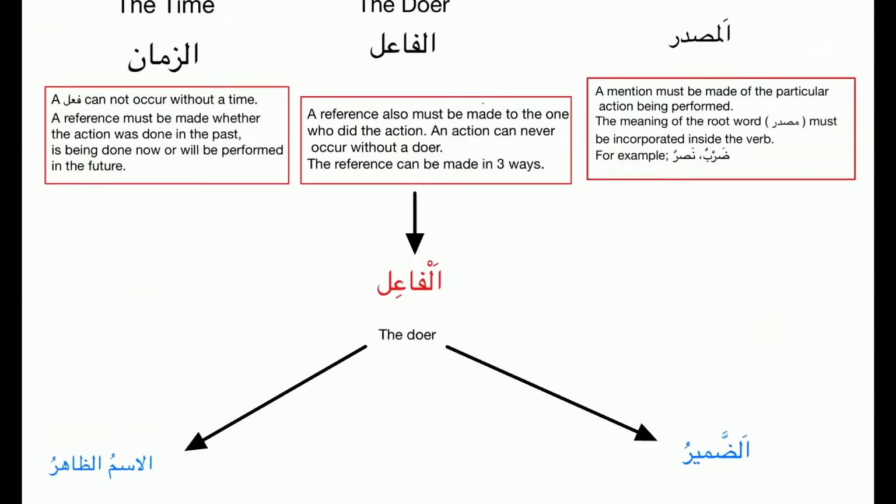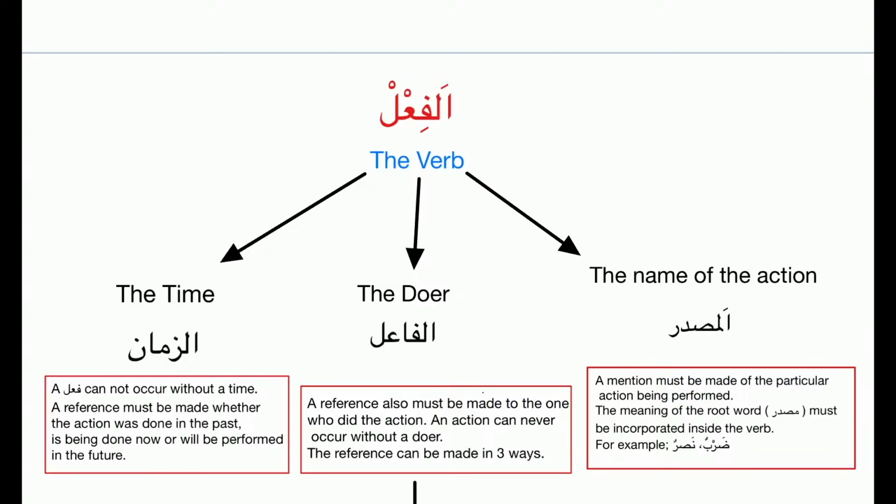That every fi'l will have time. So let's talk about the time. A fi'l cannot occur without a time. The time has to be there. And what are the three most important times? Past, present, and future. So we will give proper importance to whether the action was done, is being done, or will be done. Then the doer: the action is done by one man, two men, many men.